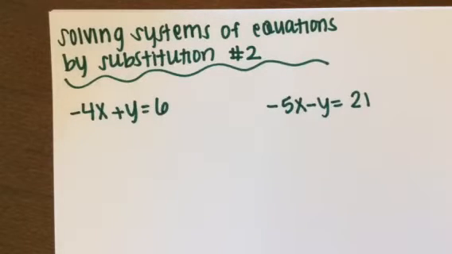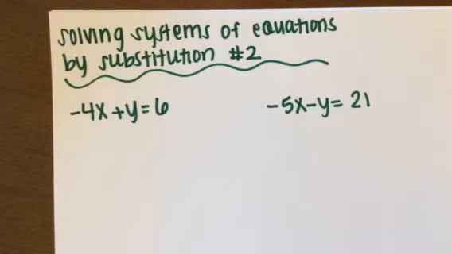All right, this is solving systems of equations by substitution, video number 2. In the last video, there was one variable already solved for. So there's one variable already isolated. In these examples, you're going to have to isolate one.